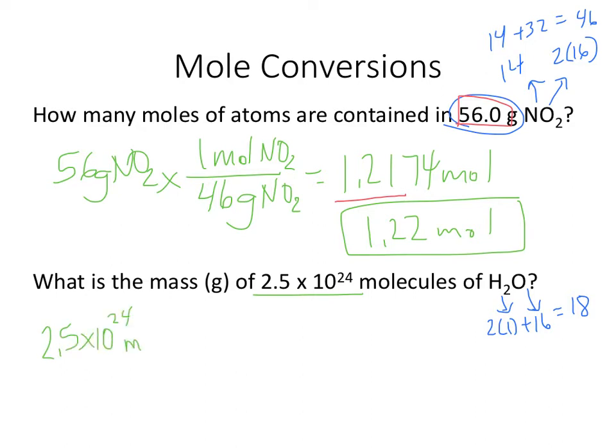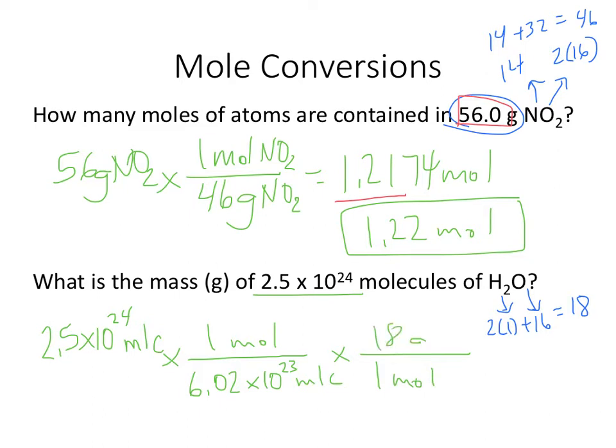And again, I like to abbreviate molecule MLC because otherwise it takes forever. So I know that there are 6.02 times 10 to the 23rd molecules in 1 mole. Molecules in 1 mole of anything. That could be 1 mole of water, or 1 mole of NO2, or 1 mole of anything. But specifically for water, 1 mole has a mass of 18 grams.